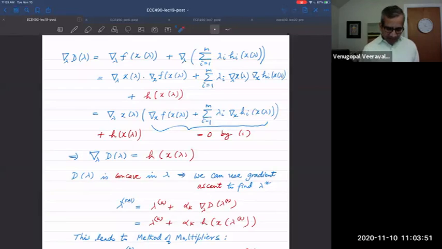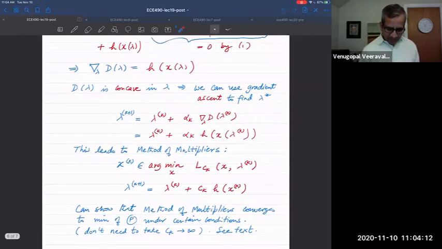Okay, and in today's class we'll see that even when gradients don't exist, and in fact you'll see it more in the homework, this h of x, lambda will basically play the role of a gradient. Okay, so it's going to be a subgradient essentially for this problem.